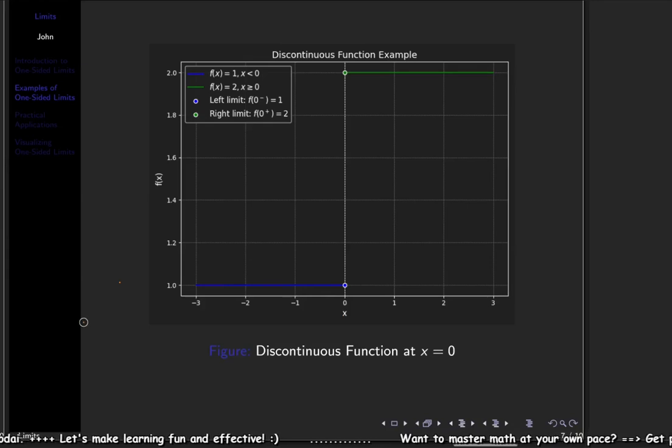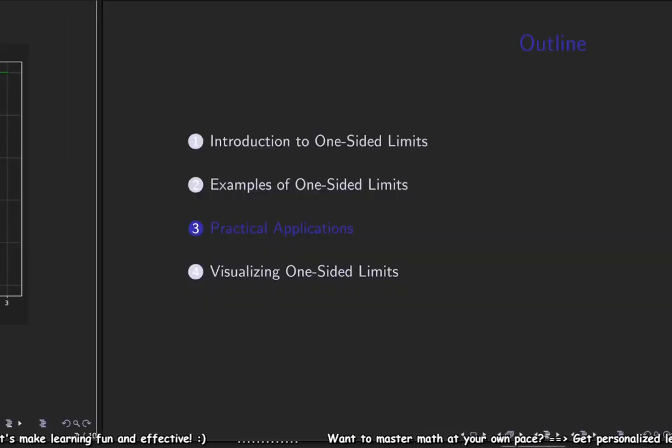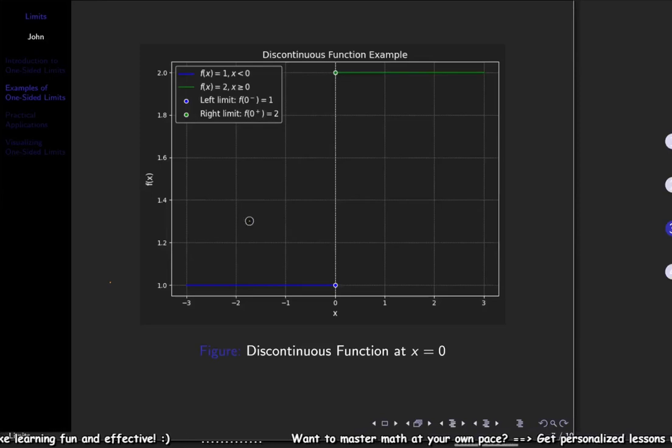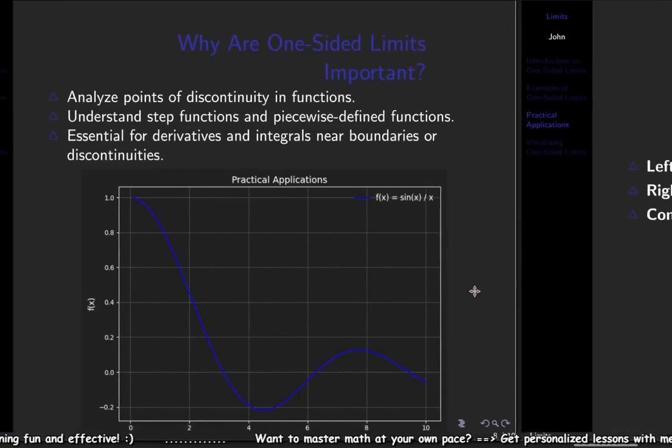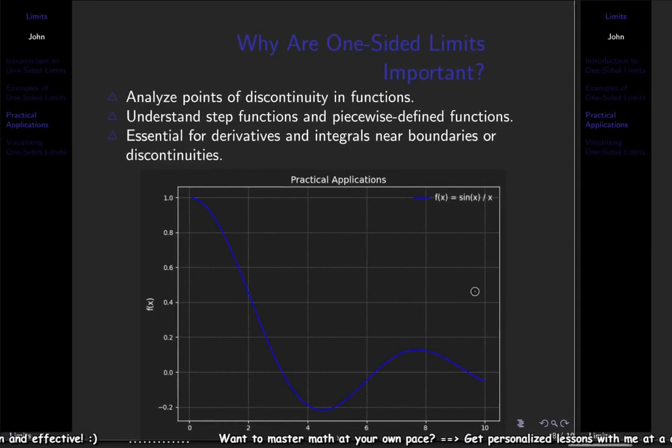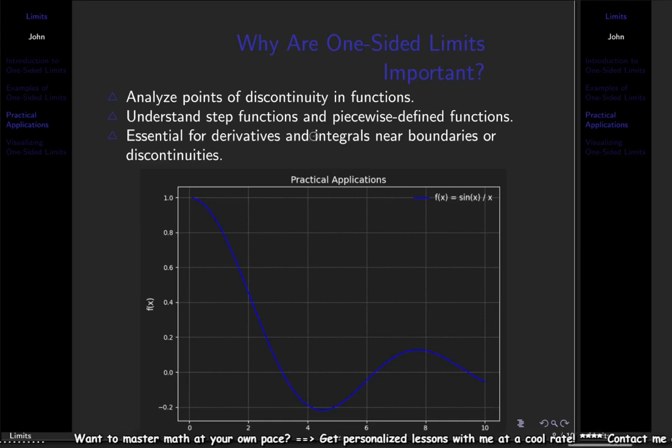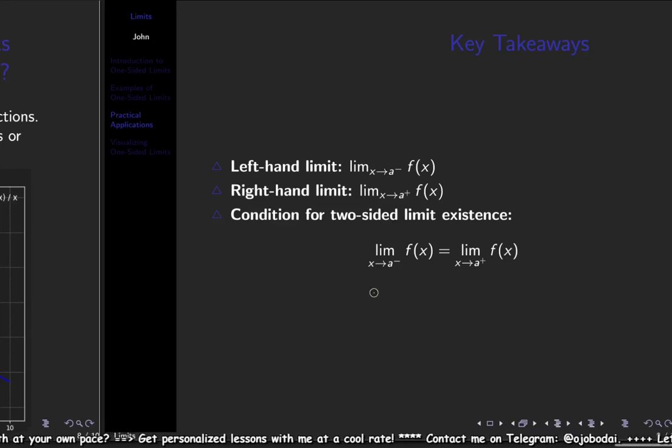Alright, so this and many more will we be exploring when we start solving our questions. It's very essential that you understand these concepts. Now, why do we even need to study one-sided limits? They help us analyze points of discontinuity in functions, just as we did in the previous ones. So it will tell you that the limit doesn't exist, hence there is discontinuity. It also helps us understand step functions and piecewise functions. And very importantly, which we'll be looking at as our last aspect in this playlist, it is very essential for derivatives and integrals. So basically, that is it for this video.